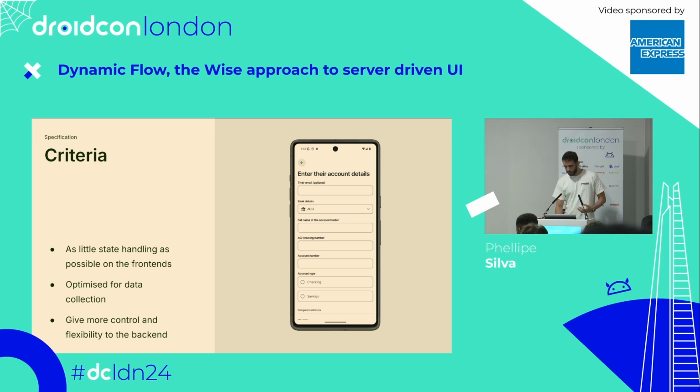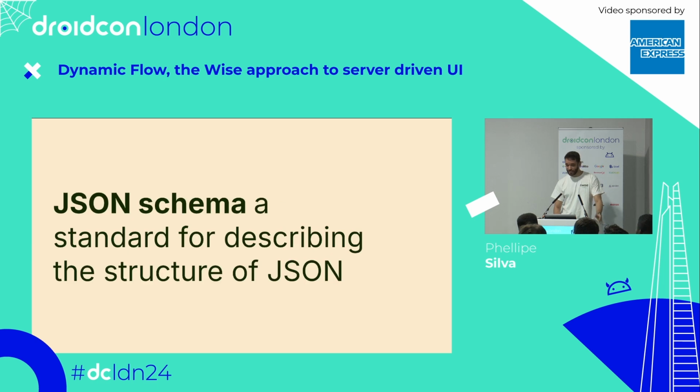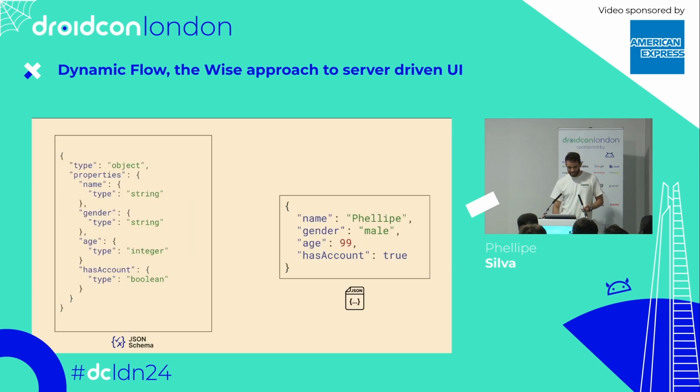And to help us with that, we found JSON schema. Has anyone here in the audience heard about JSON schema? Yeah, I see some hands. Cool. So JSON schema came to our rescue. JSON schema is a standard for describing the structure of a JSON. Let me show you an example. The JSON on the left is the JSON schema, and the JSON on the right is the JSON I'm describing with the JSON on the left.